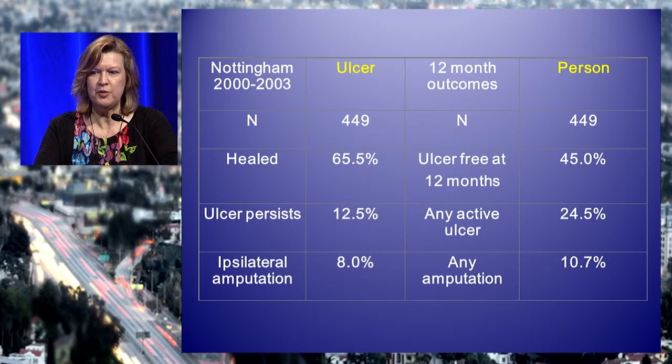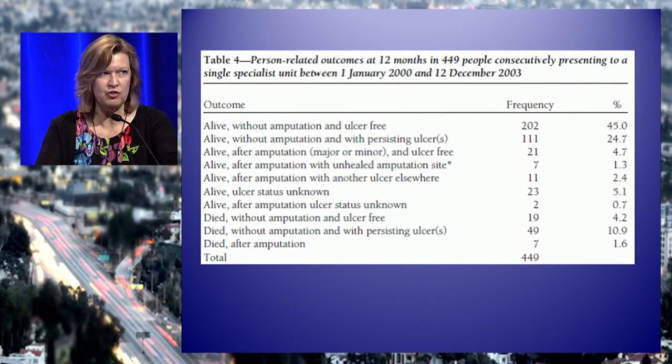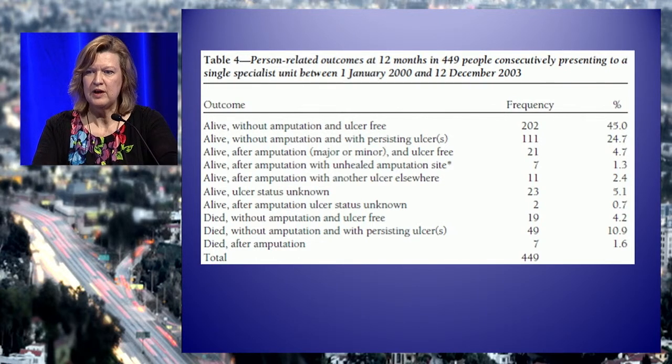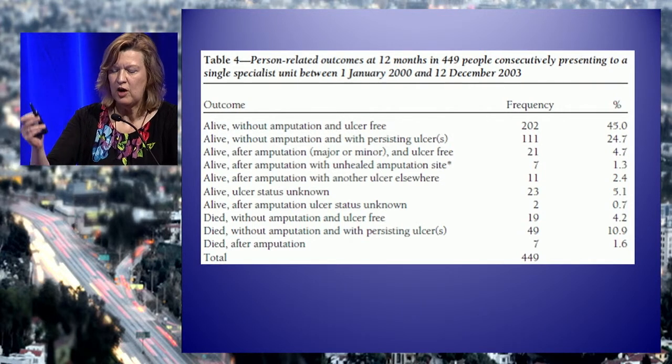24% of them had any active ulcer, and any amputation, because they could have had a contralateral amputation, again were quite higher. And this shows the importance of looking at the person and not just at the hole in their foot. In fact, we had a whole range of outcome measures, of which my favourite is being alive without amputation and ulcer-free, and a range of others: being alive, ulcer status without amputation, being ulcer-free, a whole range of them.